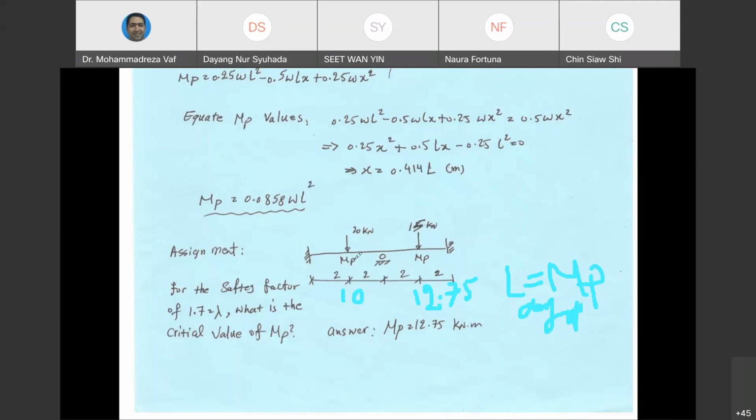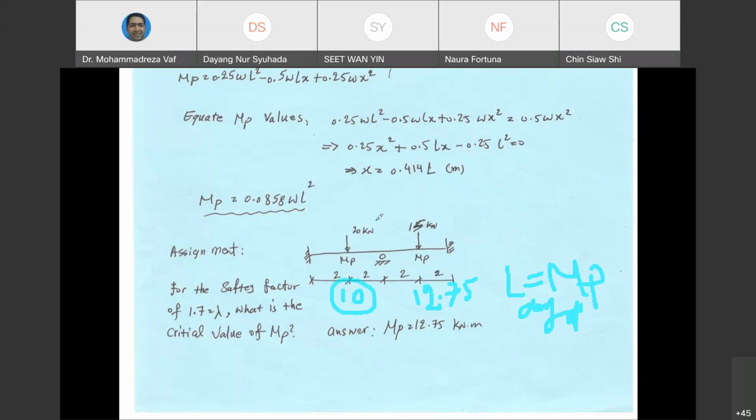So if you calculate it, let's say for this span, you need to have a cross-section that can tolerate 10 kilonewton meter. And for this span, you obtain 12.75 kilonewton meter. If this beam shouldn't collapse, of course, you need to put the largest value of cross-section. Otherwise, if you use the smallest, this span is going to collapse. So when you're calculating MP, you always use the largest MP.